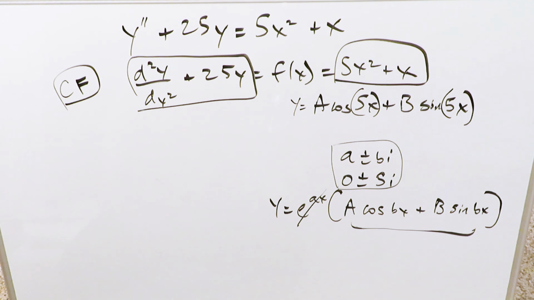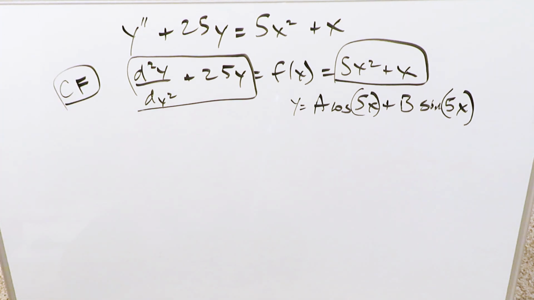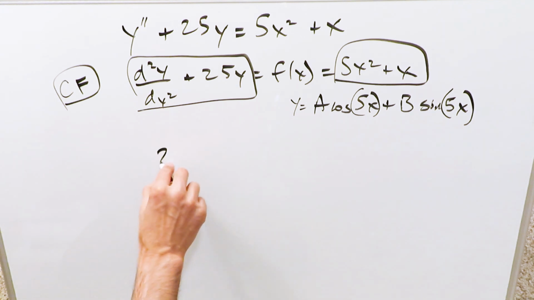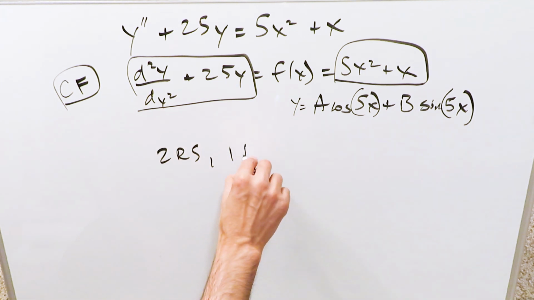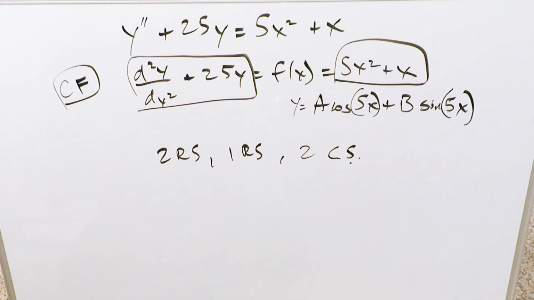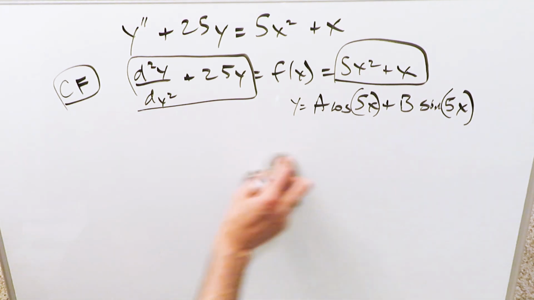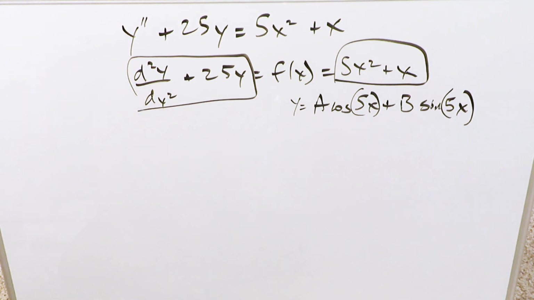Now we have to determine our particular integral. Keep in mind, you have to remember everything you've learned with regards to solving homogeneous equations. Again, you can have two real solutions, you can have one real solution, or you can have two complex solutions, and the varieties of presentations differ based on what you have. Now let's look at the particular integral. For that, we focus on the right hand side.